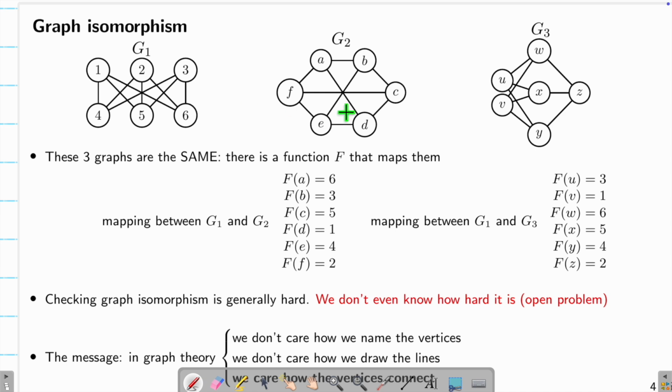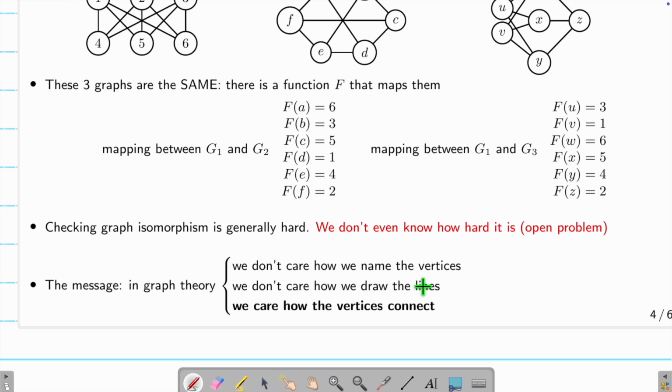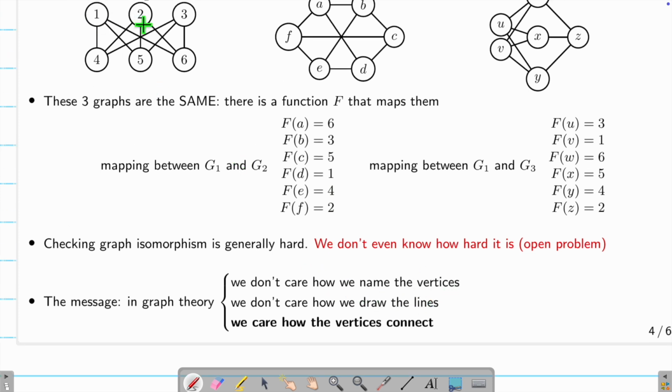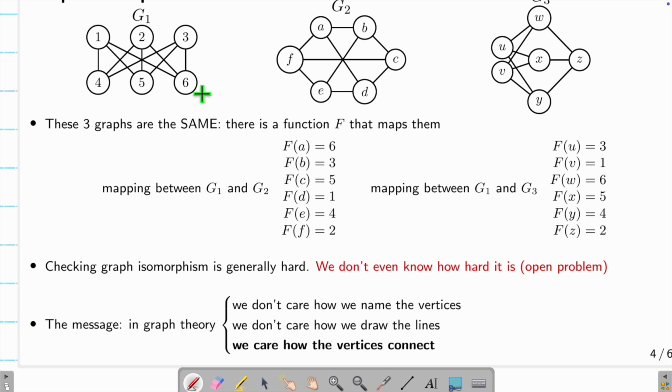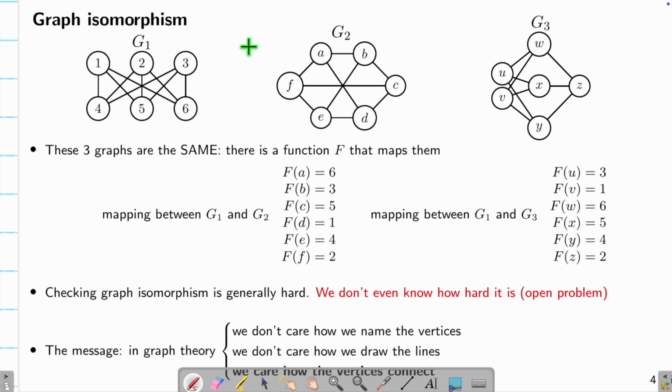They don't look the same. We don't care. We don't care how we name the vertex. This is called vertex. 1, 2, 3, 4, 5, 6 are called label or name of the node. A, B, C, D, F, and here W, X, Y, Z. These three graphs start with letter G, so I call it G1, G2, G3. They are the same graph. Although they are drawn differently, now I'm telling you they're the same thing.